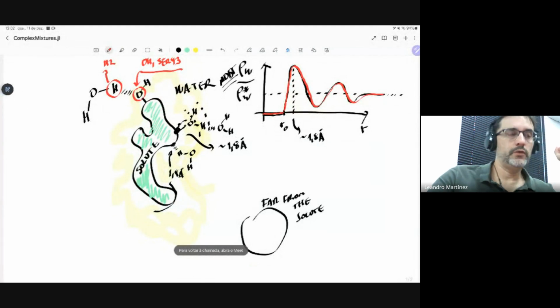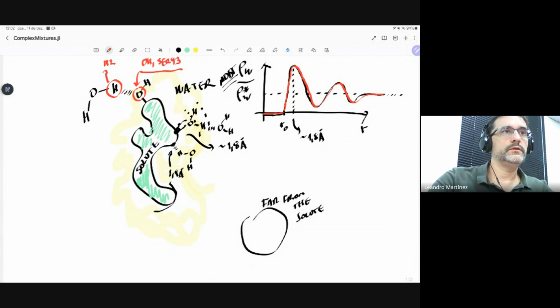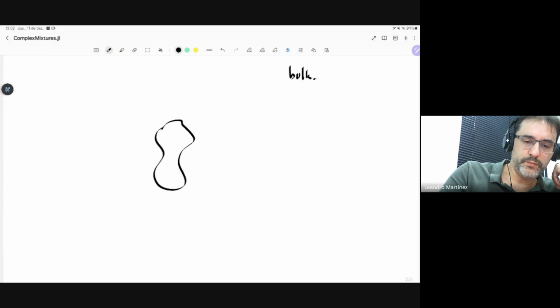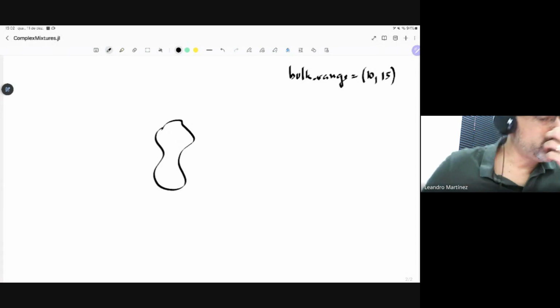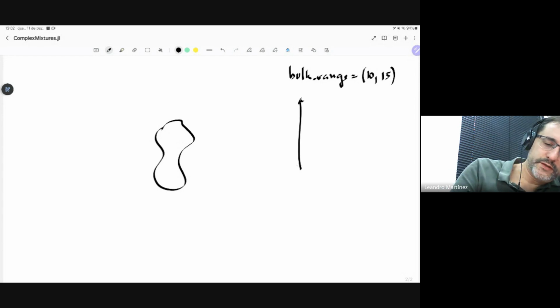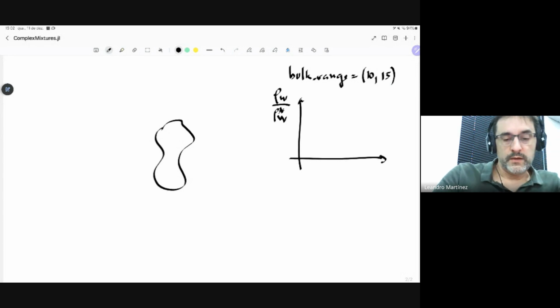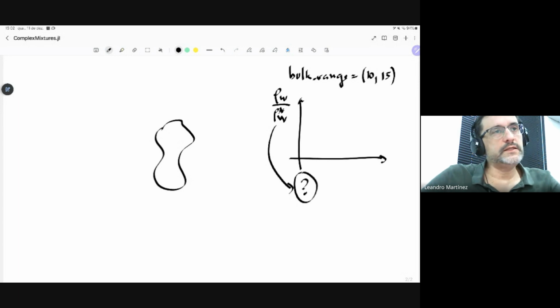Back to our drawing board. We have our solute, and I defined a parameter called bulk range, bulk range equal 10, 15. So what does that mean? Remember that I have to compute the distribution function, which is the density of water, in this case glycerol, at this distance, divided by the density of an ideal solution. How do we compute this ideal solution? This is the normalization that has to be done to actually compute meaningful and thermodynamically correct distribution functions.